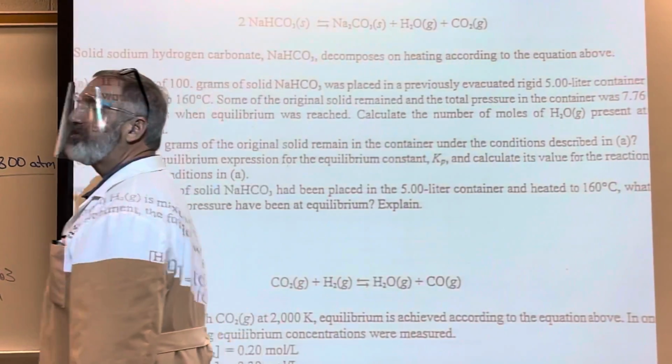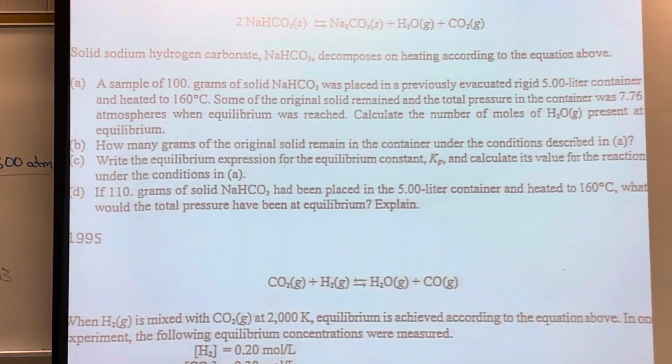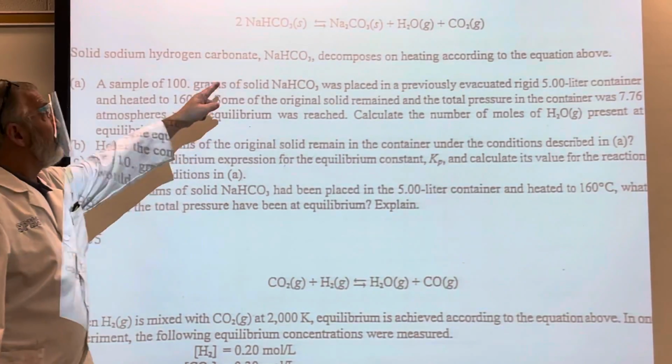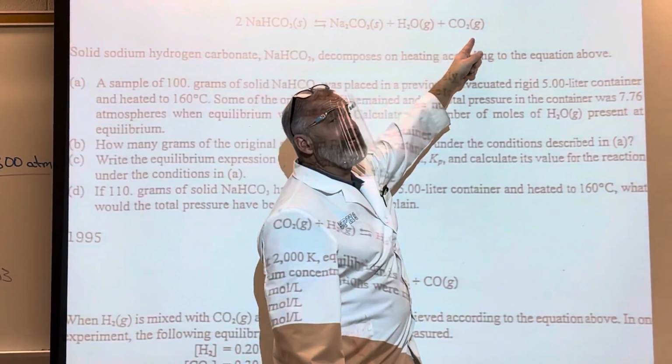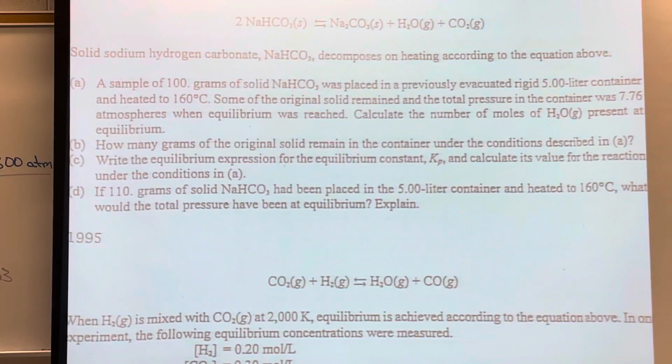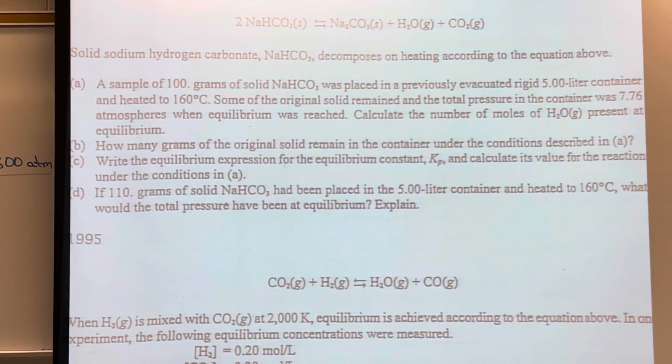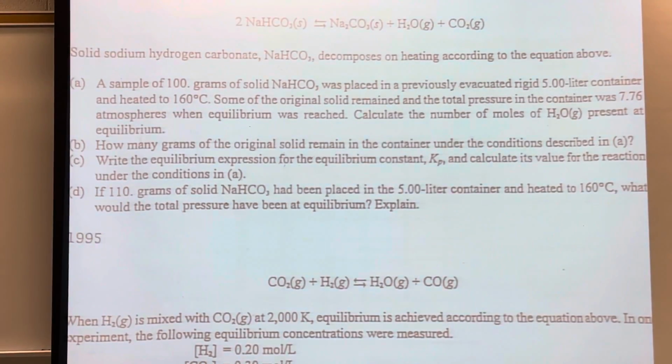Solid sodium hydrogen carbonate. Does anybody know the common name of solid sodium hydrogen carbonate? Baking soda. That's sodium bicarbonate. The hydrogen is the bi. Okay? So you put 100 grams. Now notice this is a solid, making a solid and a gas and a gas. So you have 100 grams. You put it in there.